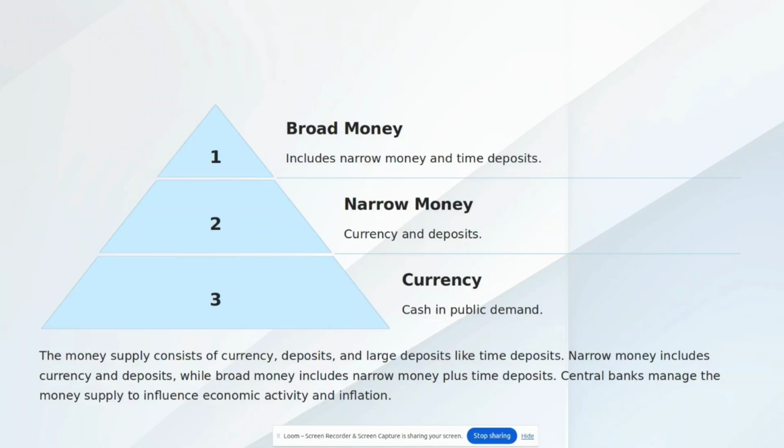There are different kinds of money, such as broad money, which includes narrow money and time deposits. Narrow money is currency and deposits. Currency is cash in public demand. The money supply consists of currency, deposits, and large deposits, like time deposits. Narrow money includes currency and deposits, while broad money includes narrow money plus time deposits. The central bank manages the money supply to influence economic activity and inflation.